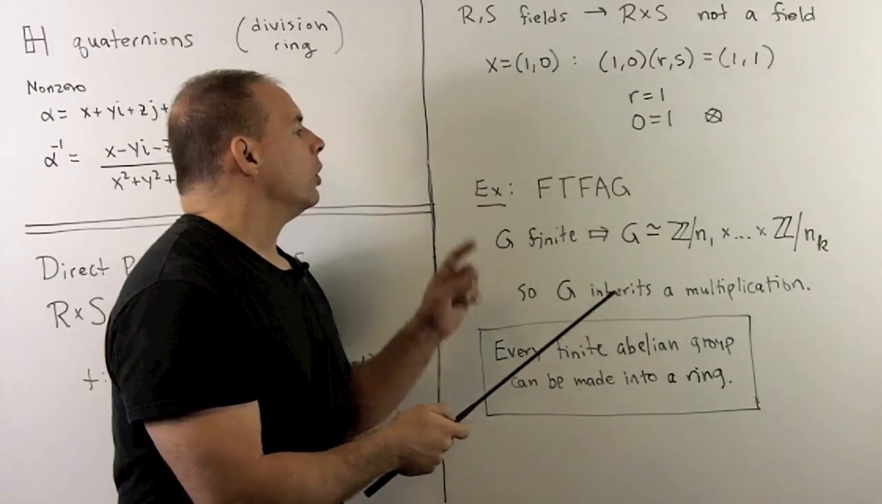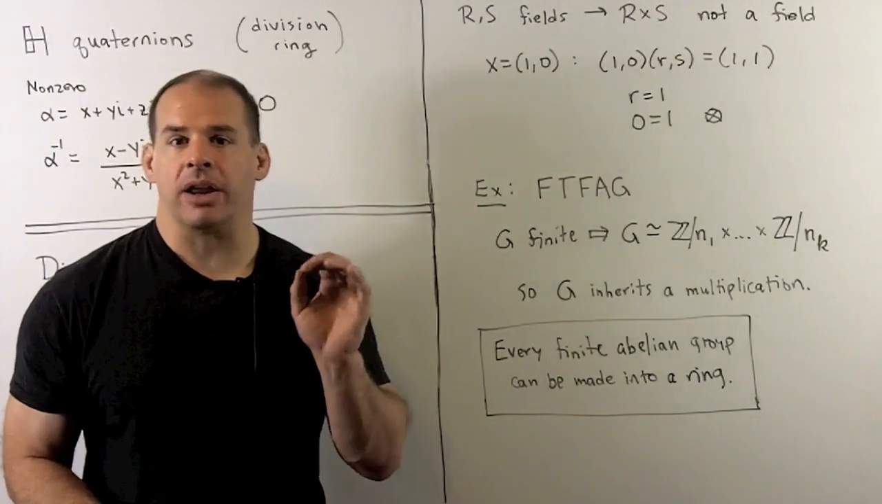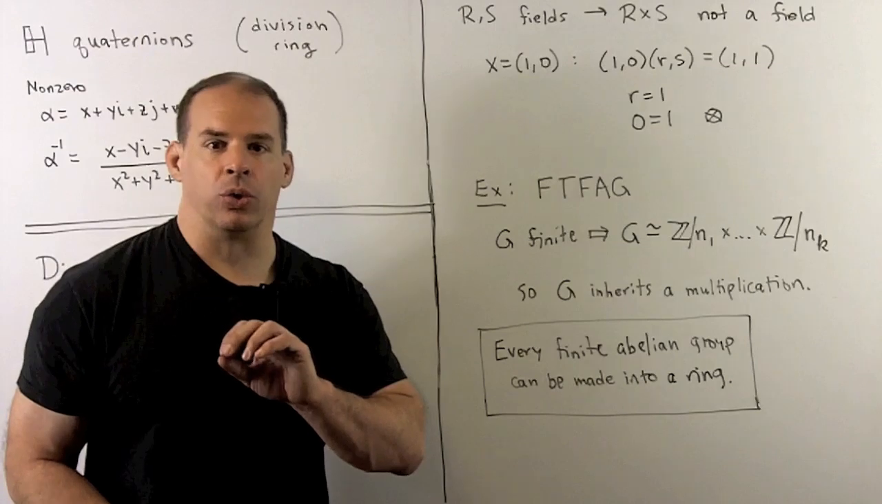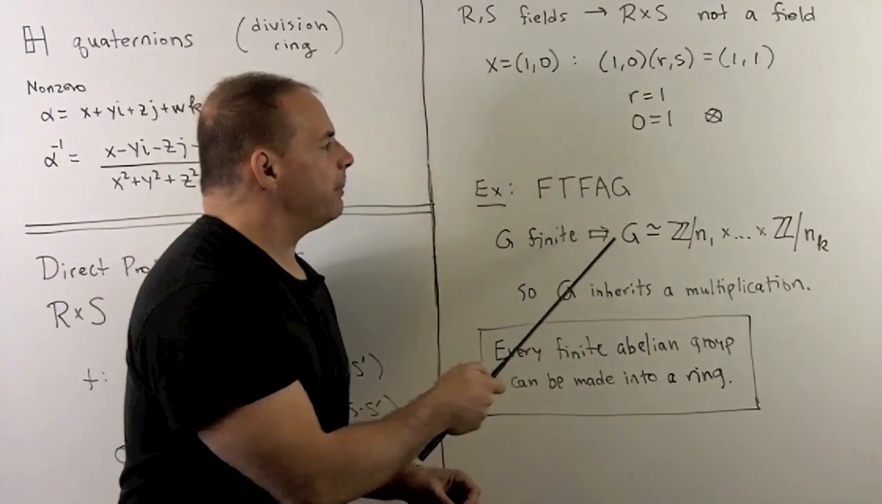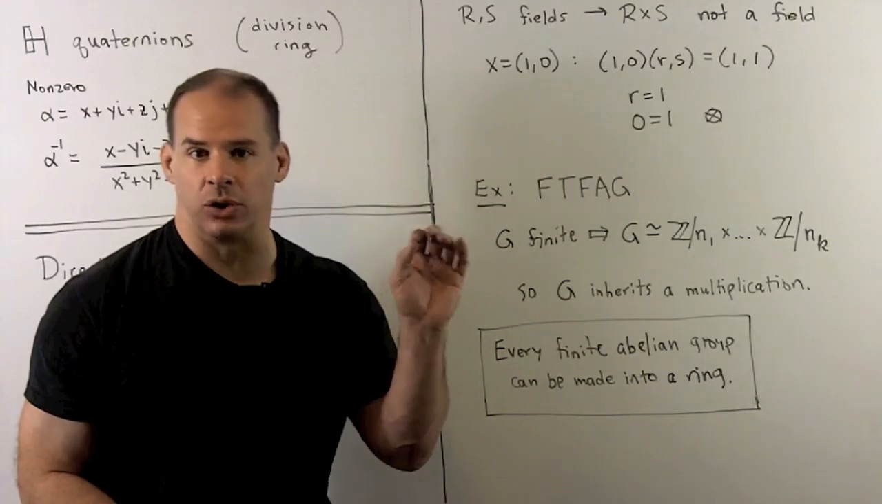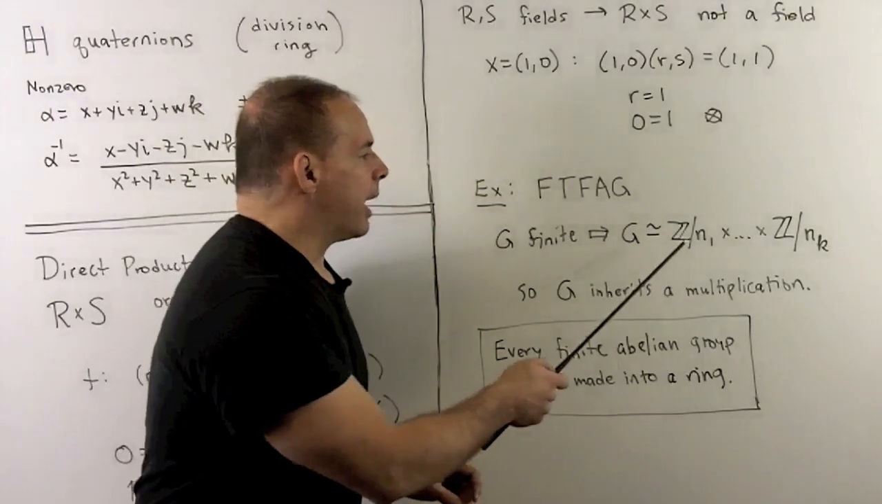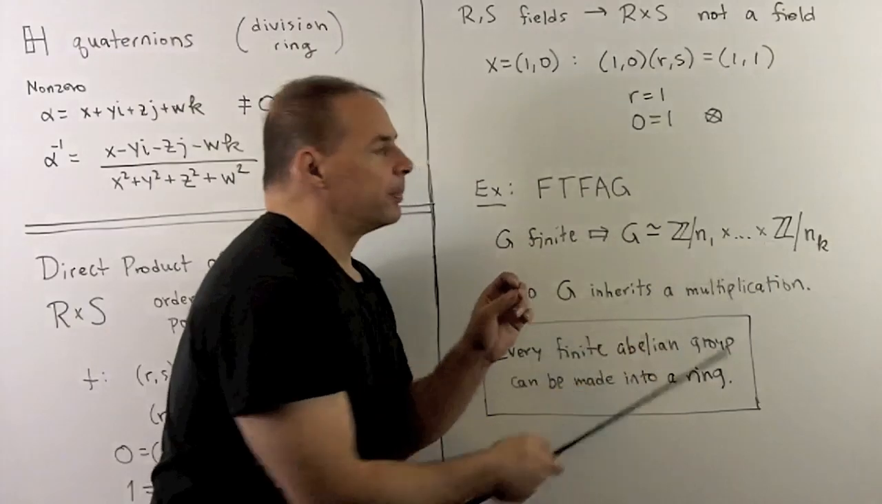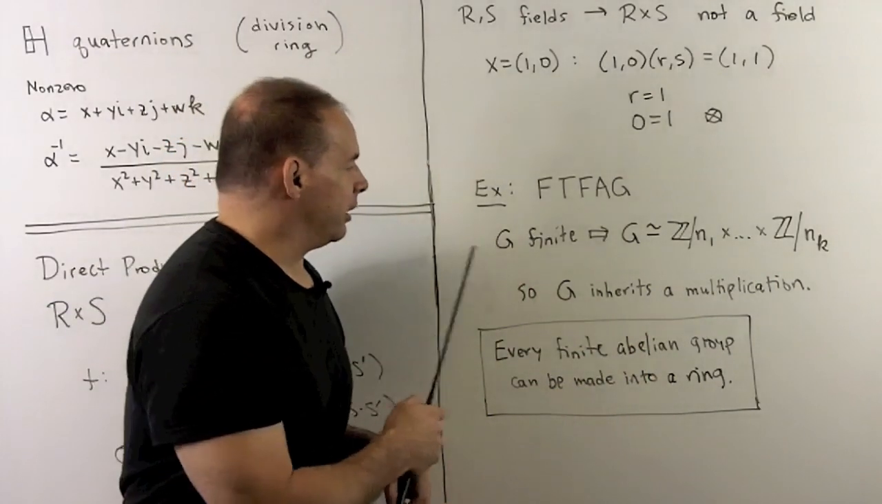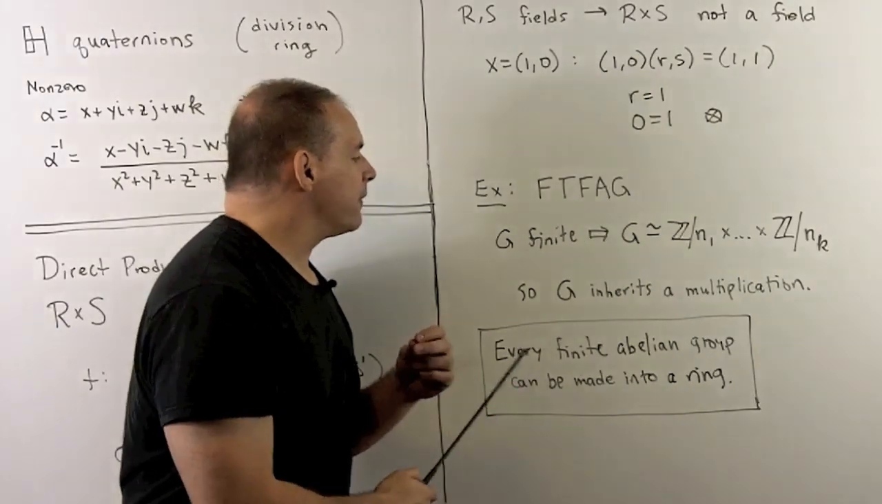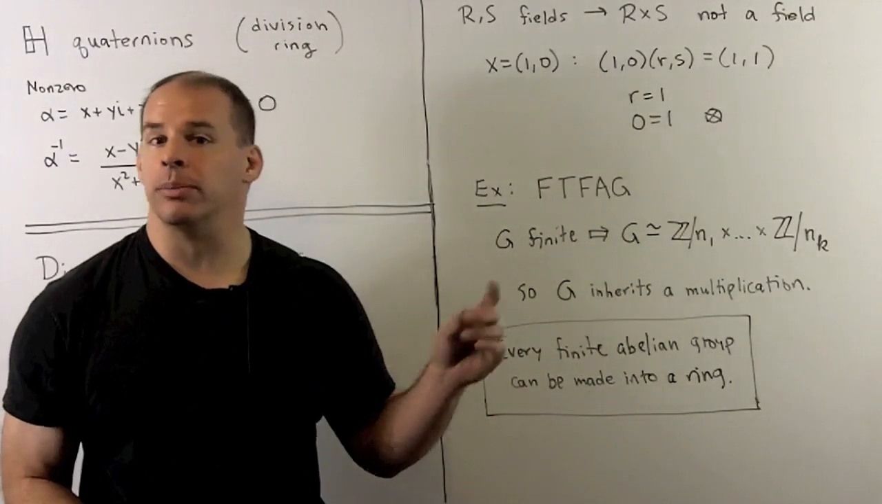Now, one use we have for direct product: if I have G a finite abelian group, the fundamental theorem of finite abelian groups says we can write G as a direct product of cyclic groups. With the direct product, I can now put a multiplication on our finite abelian group. So every finite abelian group can be made into a commutative ring.